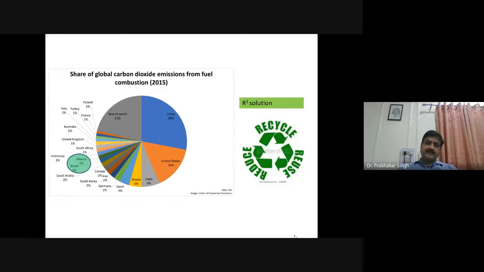So particularly you can see that there are solutions, which is the R cube solution or 3R solution, that is recycle, reuse, and reduce. So you recycle the things which you can use, reuse again, and then reduce the carbon emission and the fuels if you reuse. So this is the philosophy behind the talk, and I chose this point to show how we can utilize more and more natural resources instead of fossil fuels and the like.